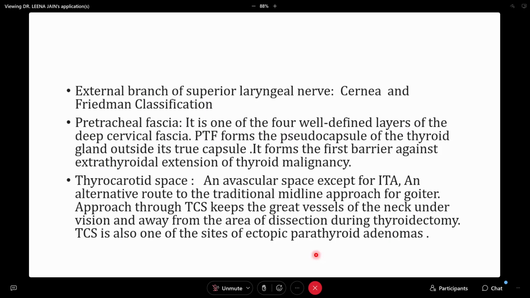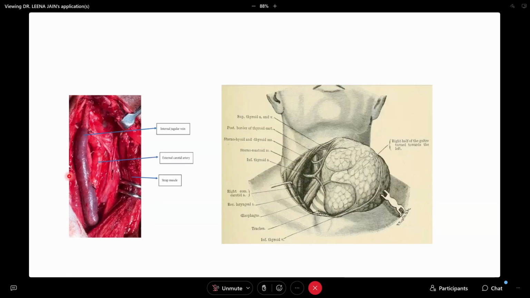And one important space in relation to the thyroid is the thyrocarotid space. This is the diagram which is showing this one. Here will be your thyroid. Here is your internal jugular vein. This is the common carotid artery. In between there will be the vagus nerve, and here is your inferior thyroid artery. So when you retract the lateral border of the strap muscles, and the carotid, this space is called the thyrocarotid space. So what is the importance of the thyrocarotid space?